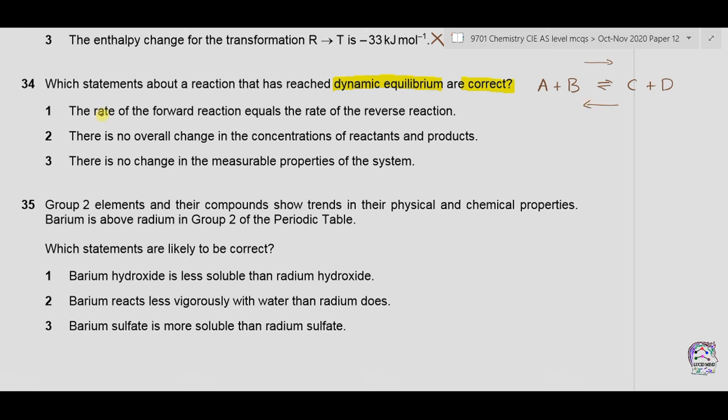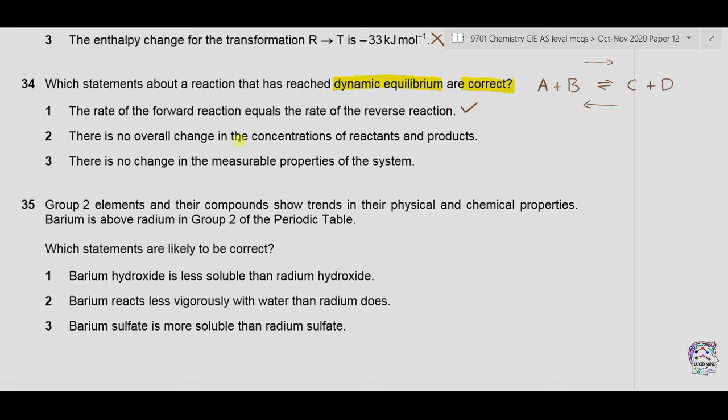Number 1. The rate of forward reaction equals the rate of reverse reaction. Now at dynamic equilibrium, the rate of forward is equal to the rate of reverse reaction. The reaction does not stop. So option 1 is correct.